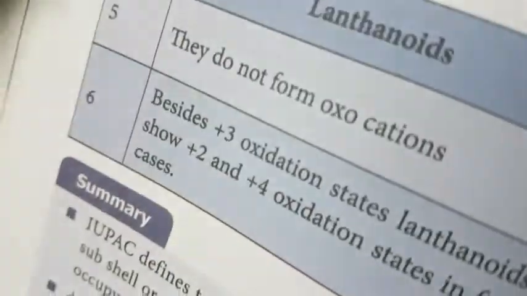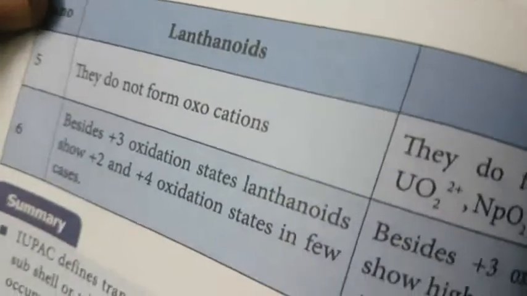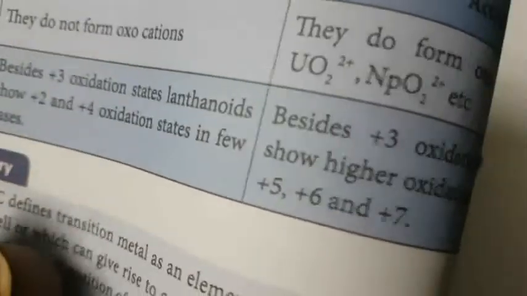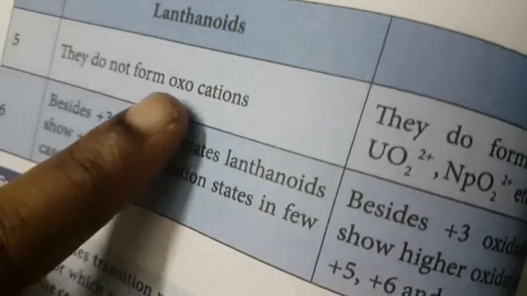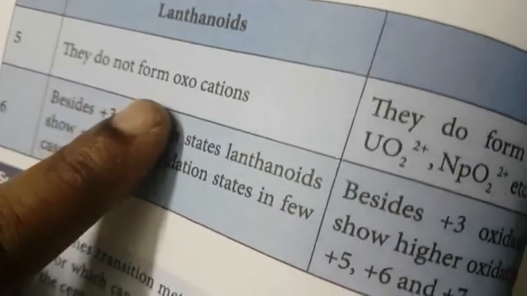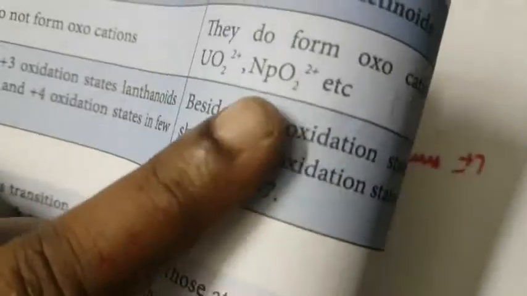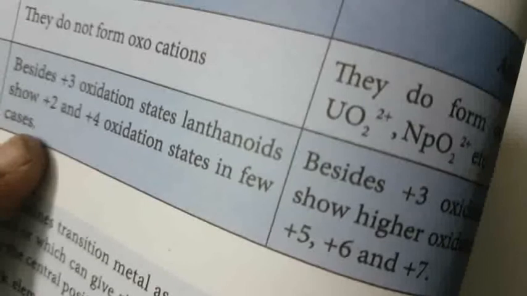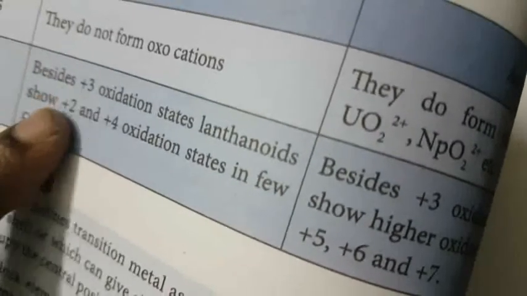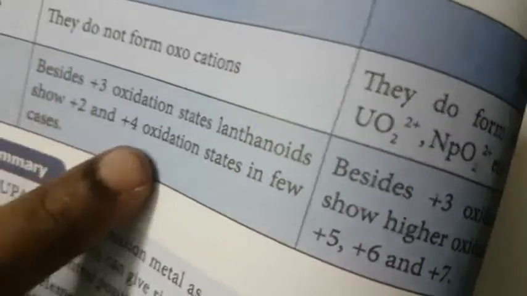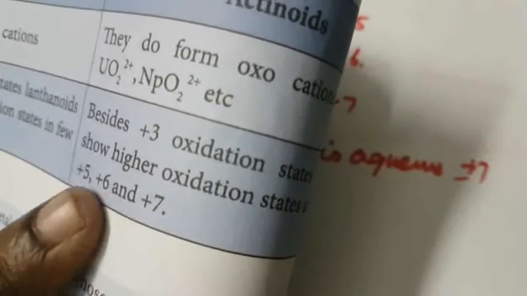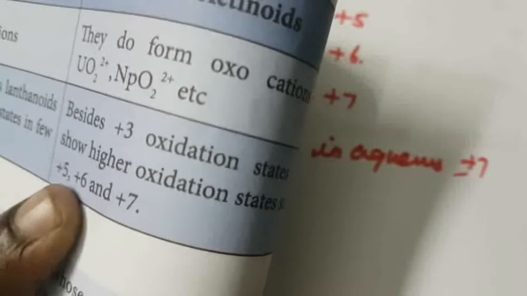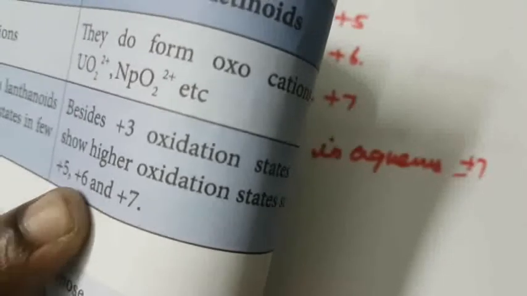Next, lanthanides do not form oxocations, but actinides do, because they react with oxygen to form oxocations. Lanthanides show +3 as the common oxidation state, and +2 and +4 in a few cases. In actinides, +3 is common, but higher oxidation states are also exhibited, that is +5, +6 and +7.